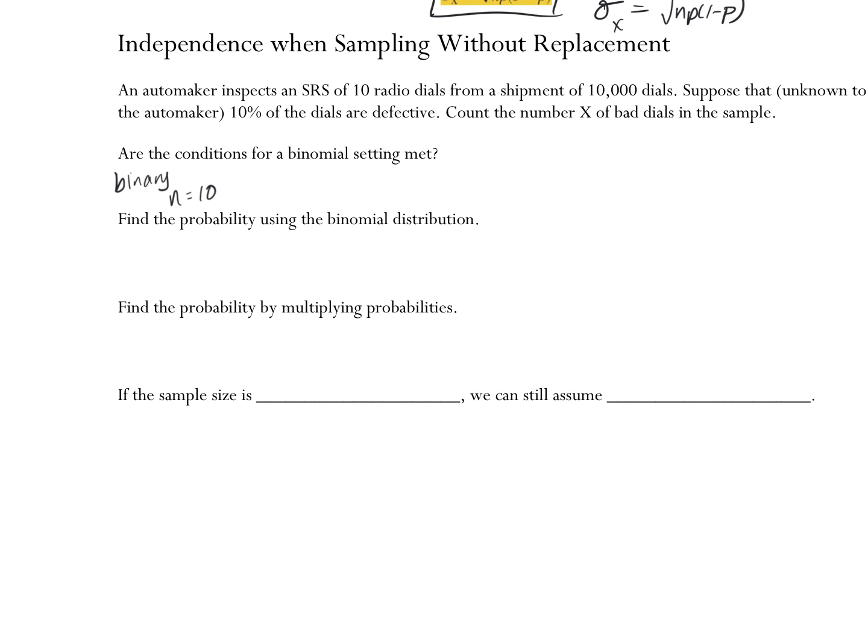It's 0.1, right? Not if I'm pulling out of a sample of 10,000. What's the probability that the first one is defective? Well, how many defective would I have? 1,000. Is everybody with me? So 1,000 out of 10,000. After I pull that first dial, what's the probability the next one's defective? I'm all of a sudden drawing out of 9,999. Do you guys see what I'm seeing here? So technically, is this independent? No.